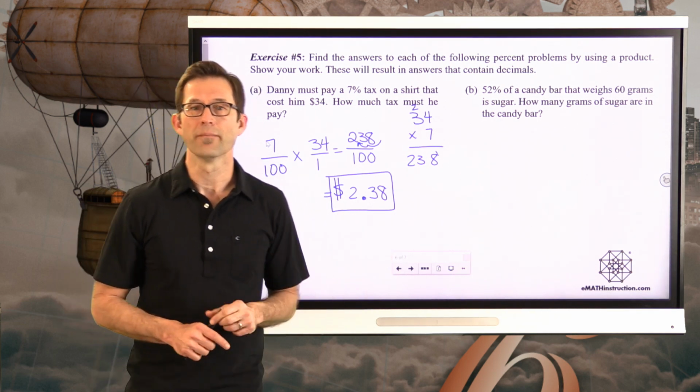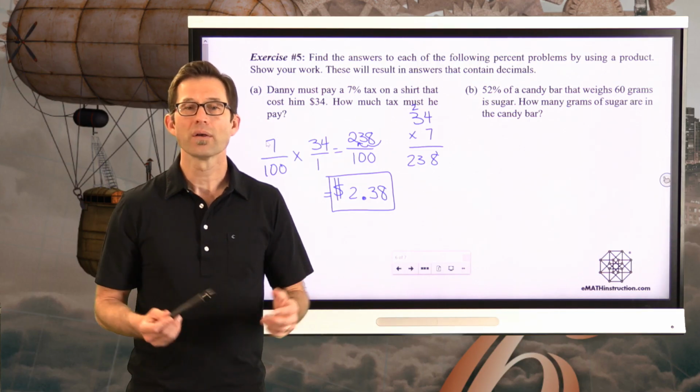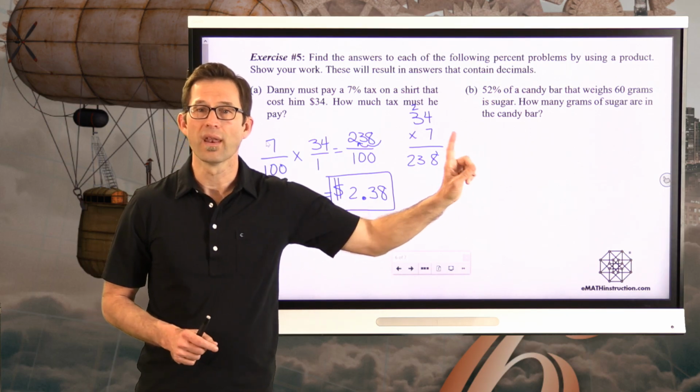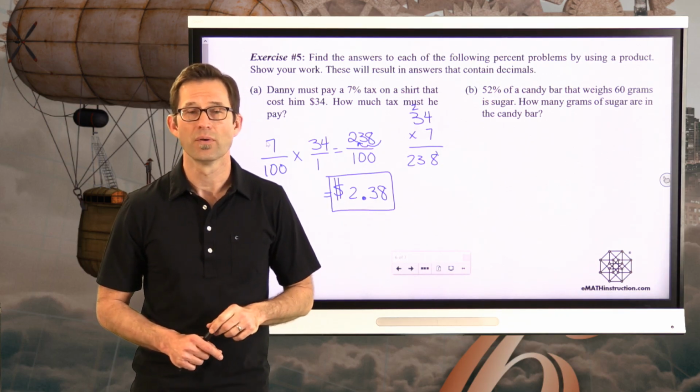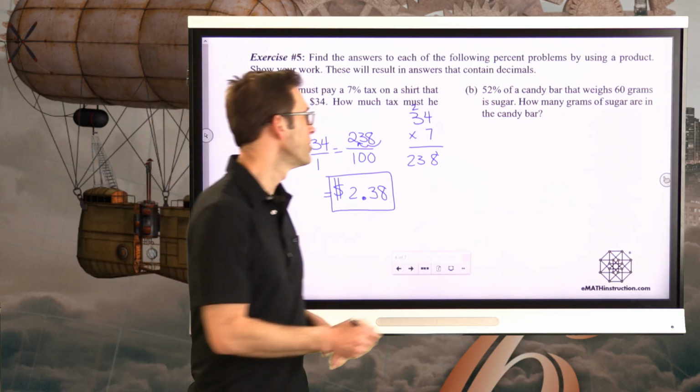Let's take a look at letter B. 52% of a candy bar that weighs 60 grams is sugar. How many grams of sugar are there in the candy bar? Fantastic. Pause the video now and see what you get. And again, it's going to involve a decimal. All right, let's take a look.